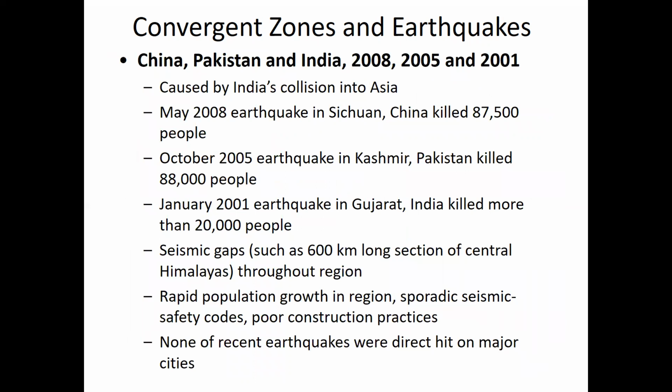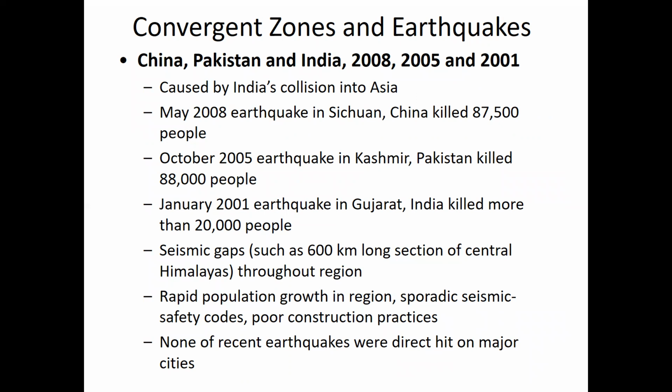So some case examples in 2008, 2005, and 2001, earthquakes in China, Pakistan, and India caused by this collision. In May 2008, there was an earthquake in the Sichuan province of China that killed 87,500 people. In 2005 in Kashmir, which is a part of, well, once again, depends on who you ask, Pakistan or India, it killed 88,000 people. In January 2001, an earthquake in India killed more than 20,000 people. And so seismic gaps, such as a 600-kilometer long section in the central Himalayas, exist throughout the region.